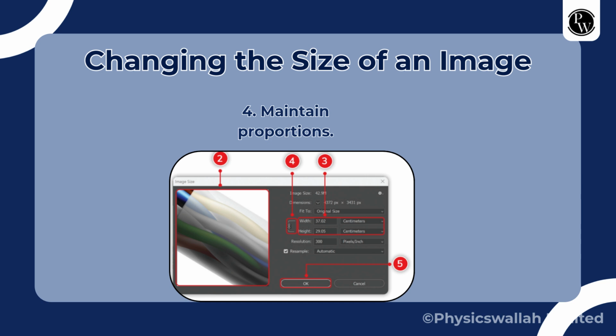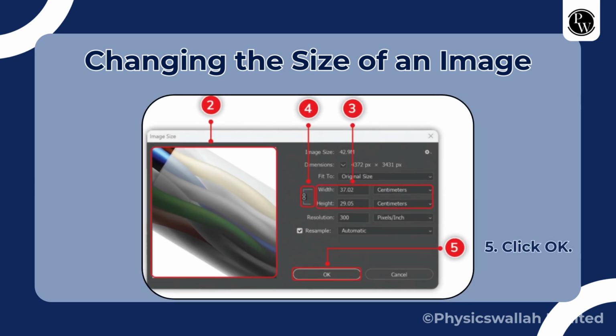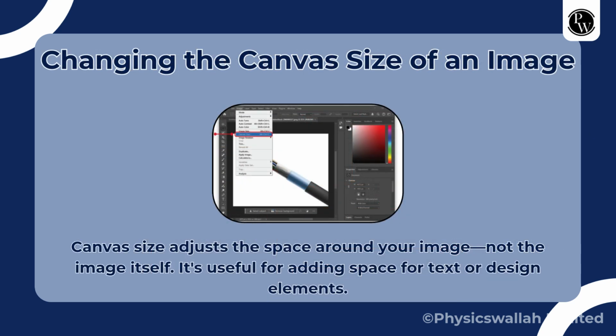Maintain proportions. Ensure the chain link icon between width and height is active to keep proportions intact while resizing. Click OK to apply the new size, and the image will resize in the workspace.